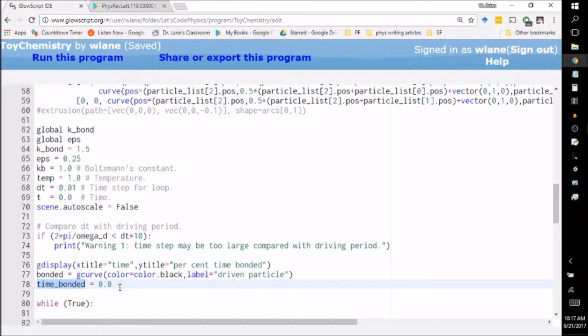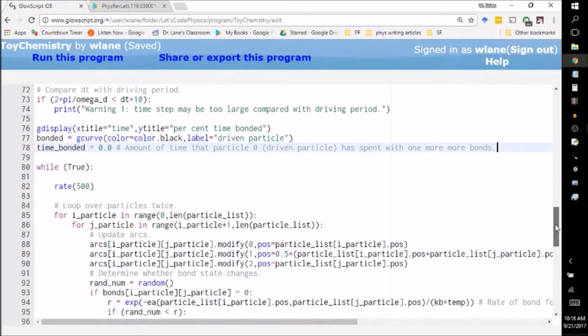But what I've set up is this thing, time bonded, and this is the amount of time that particle 0, that's the driven particle, has spent with one or more bonds. So if I've set it up correctly to where I'm matching that potential energy diagram from the paper, then I should expect any of the particles to spend more time bonded than they do unbonded. So I should expect this to exceed 50% of the total time.